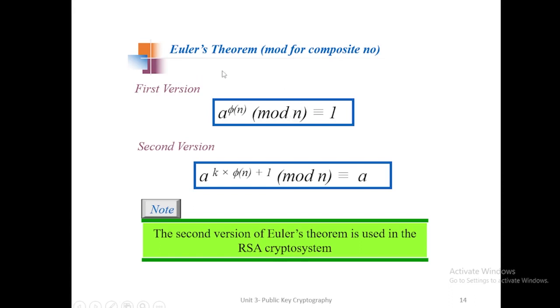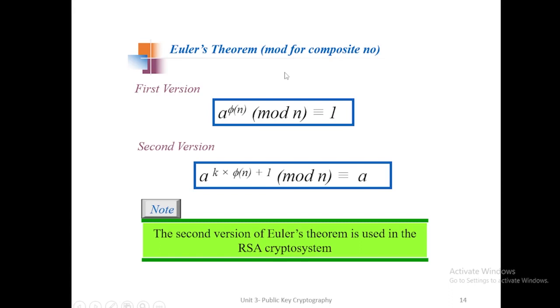applicable. So if you take Euler's theorem, the first version is a power phi of n mod n is equivalent to 1. We already know that phi of n is Euler's totient function, and we calculate phi of n by applying 4 rules.